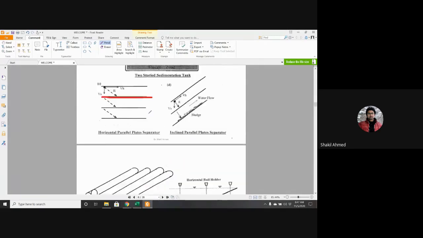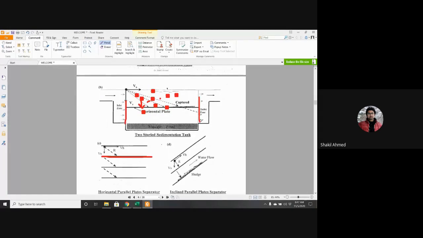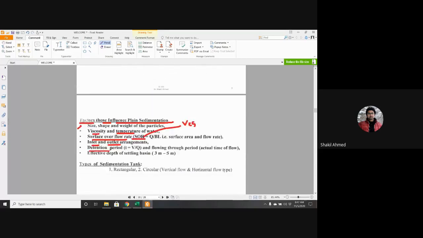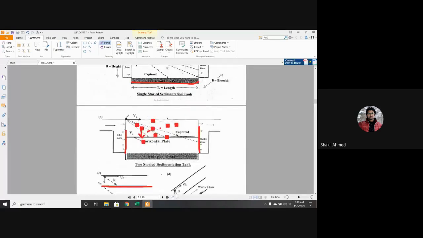Then the inlet and outlet arrangement, what is the arrangement at inlet and at outlet? That also affects the efficiency of the sedimentation tank. Detention period. What is detention period? Detention period is the time duration for a particle starting from the entering of the sedimentation tank to the point where it exits from the sedimentation tank at the outlet. That means how much time a water particle remains in this sedimentation tank.